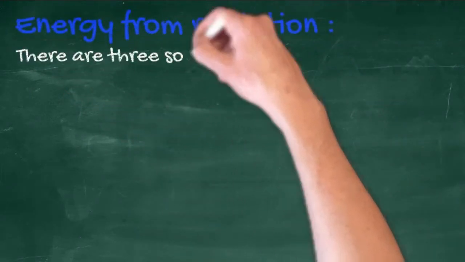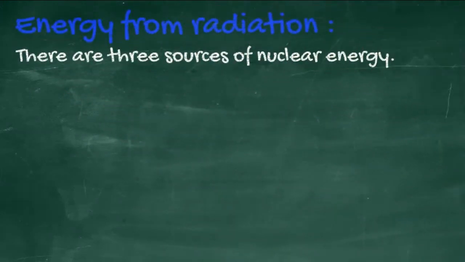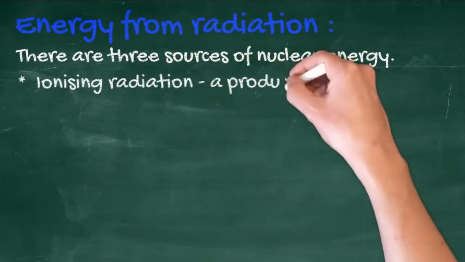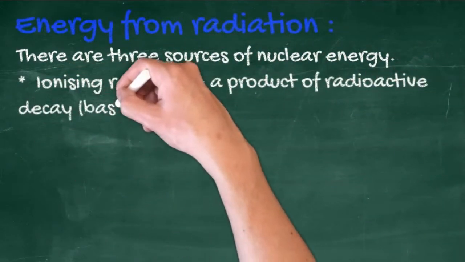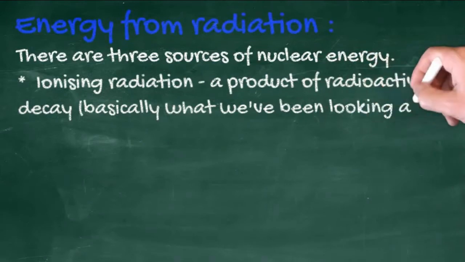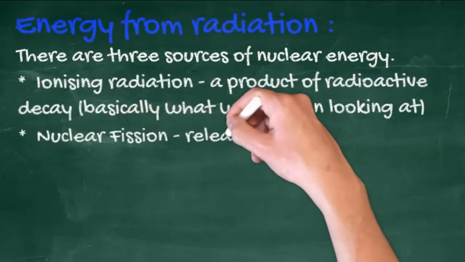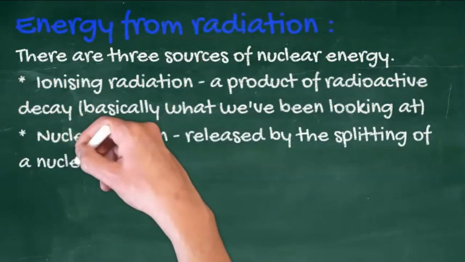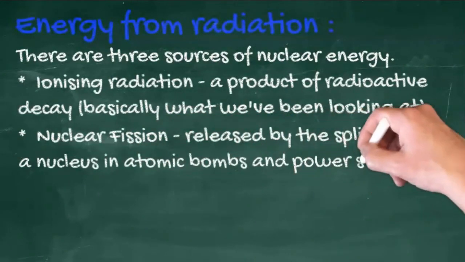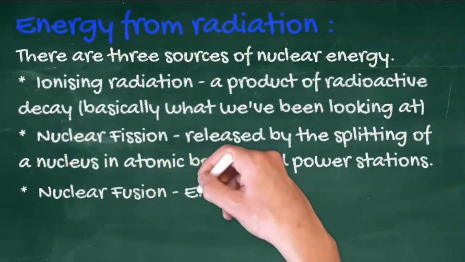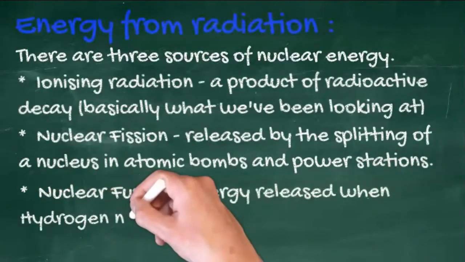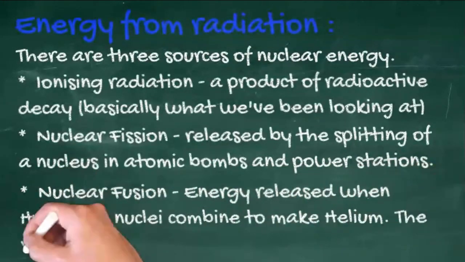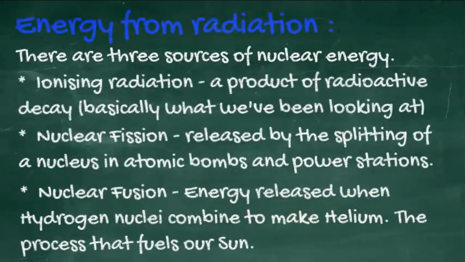There are 3 sources of nuclear energy: ionising radiation, a product of radioactive decay, basically what we've been looking at; nuclear fission, where energy is released by the splitting of a nucleus in atomic bombs and power stations; and nuclear fusion, where the energy is released when the hydrogen nuclei combine to make helium. This is the process that takes place in the Sun.